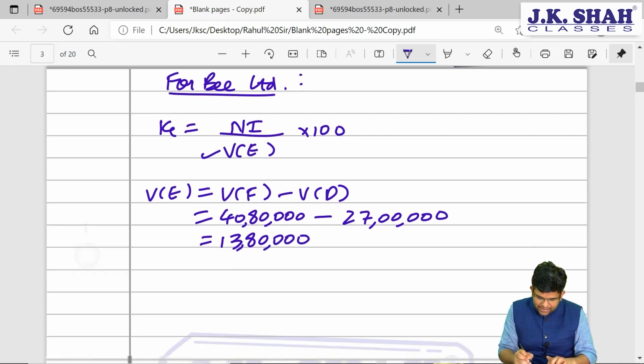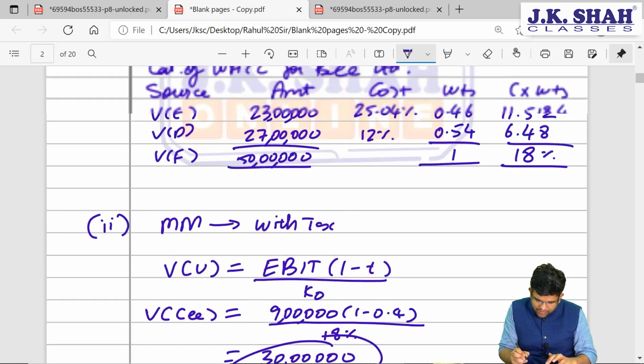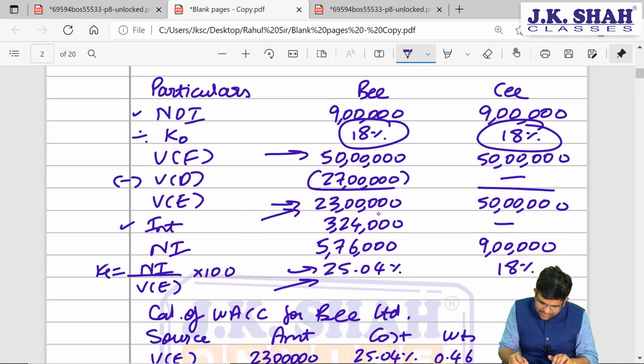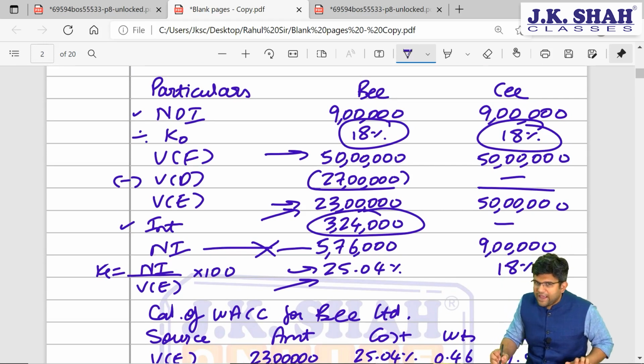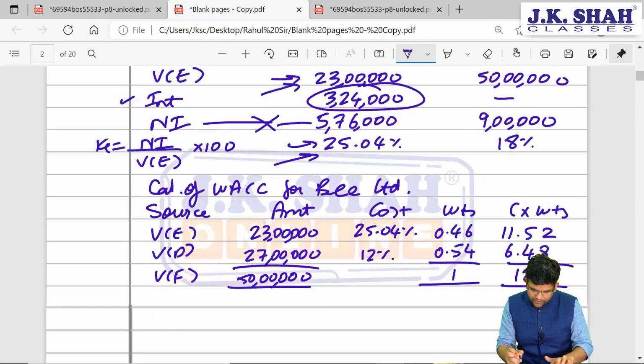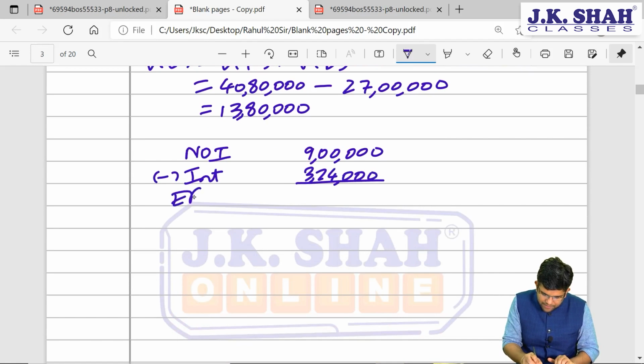Moving on to NI, children. How to calculate NI? NOI of B Limited, as you know, is 9 lakhs minus interest. If you remember, the interest here is 3,24,000. Children, please note, you cannot take this NI because your tax was not taken into consideration. Now the tax is to be taken into consideration, we'll have to make that income statement. The interest here is 3,24,000, and that will, children, give me EBT. Everybody clear?